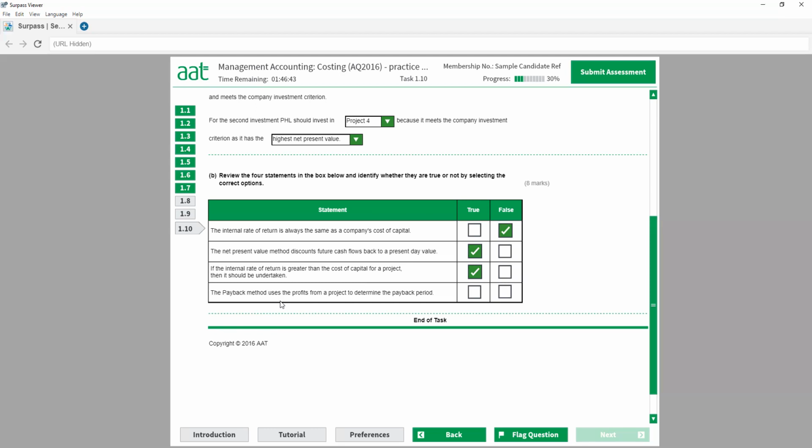The payback method uses profit from a project to determine the payback period. Now, the payback period is only concerned with how quickly the money will come back. So it doesn't worry about the profit at all. The payback period is only concerned with, if I invest 100,000 pounds, how quickly it will come back to me.